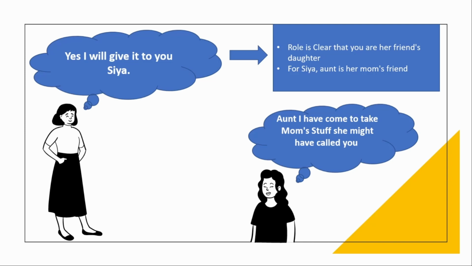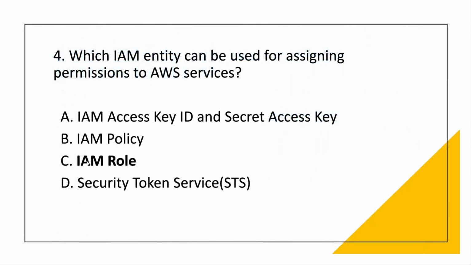Similarly, if AWS services do not know each other, they will not be able to communicate. So to communicate with each other, they should be given a role. So the correct answer is IAM role. Hopefully this example helped you understand what exactly an IAM role is.